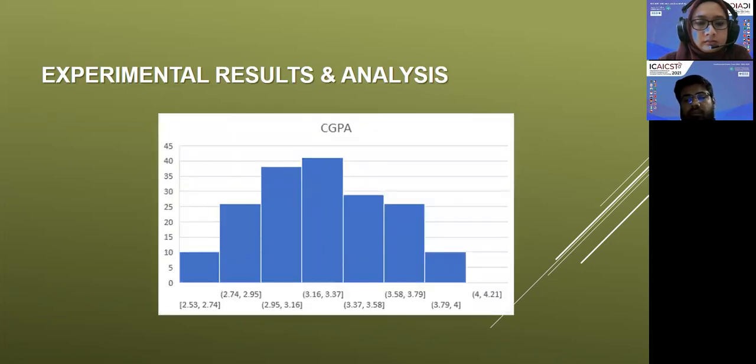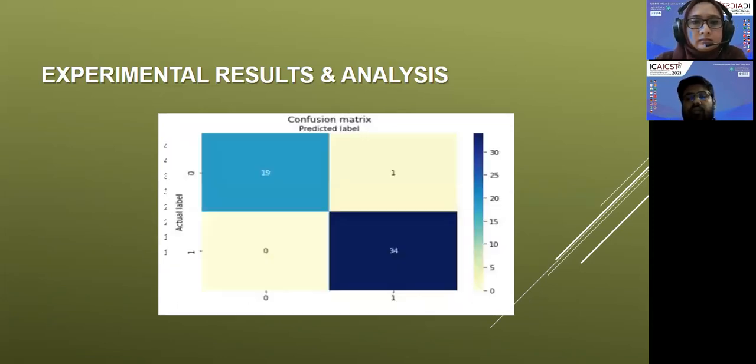After that, you come here to CGPA, which is about 3.16 to 3.37, and it is predicted by machine learning approaches. After that, we made a confusion matrix to know the true positive and true negative results. Here you can see the true positive result is about 19 and the false negative result is about 34.